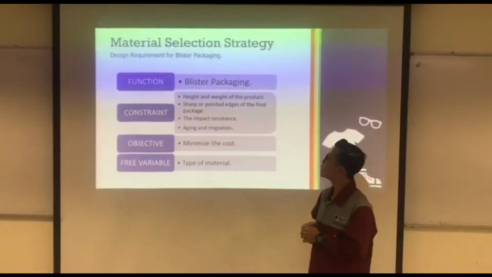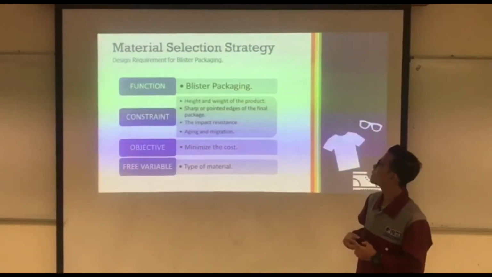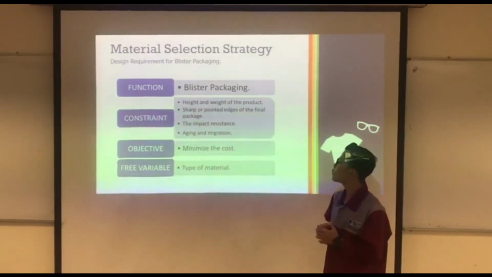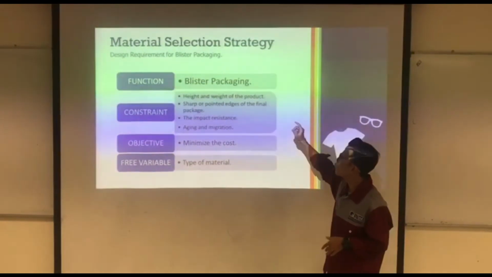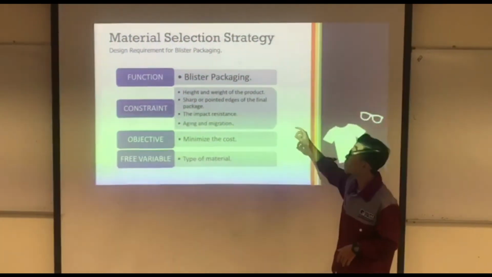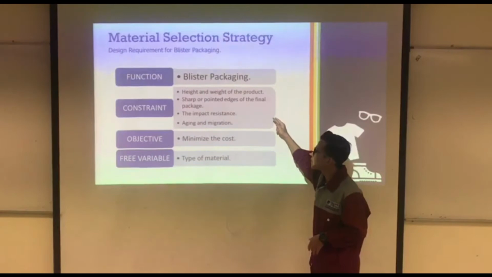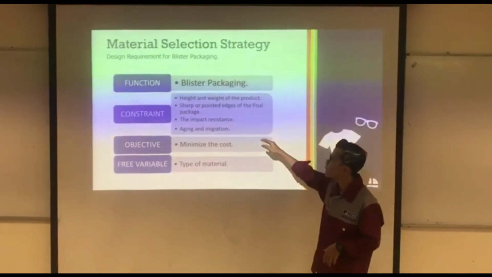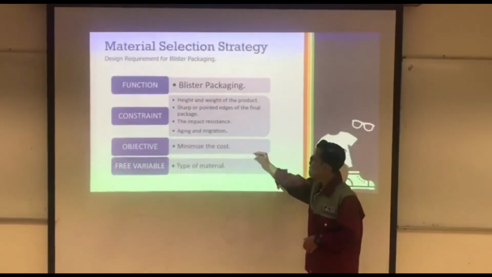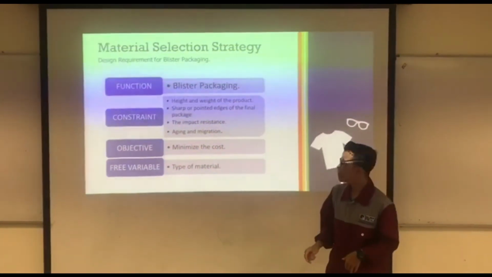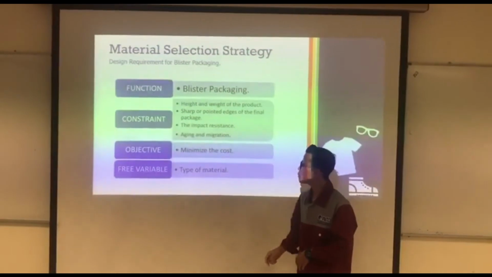Next. So this is the material selection strategy. The function is blister packaging. The constraints are weight, tablet and weight of the product, sharp or pointed edges of the final package, impact resistance, and ageing and migration. So the objective is to minimize the cost for the preferred type of material.